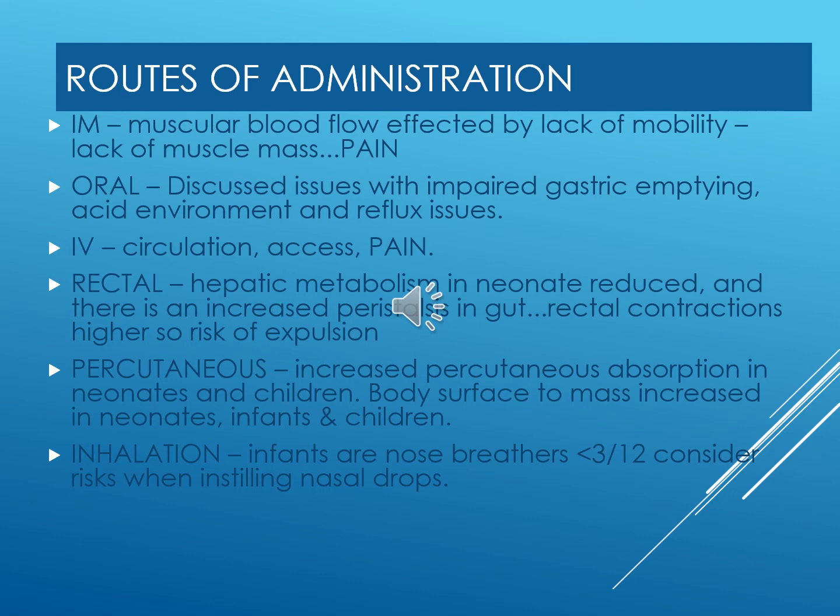Oral routes, we've talked about the impaired gastric emptying and the acid environment and the reflux issues that we might well have. IV, circulation there is quite marked, so if you're trying to put an IV cannula in a neonate who's just 450 grams, it's pretty complicated. Equally, you've got the access, you've got pain, you've got all the other responses as well. If you have to put an IV cannula into a baby, the parents don't like it. So make sure that you only use that as a last ditch attempt.